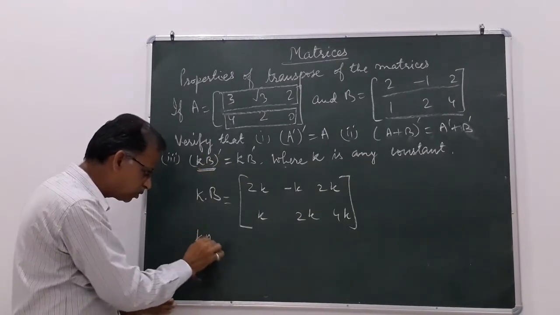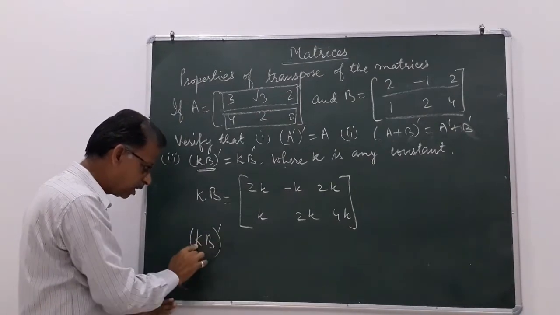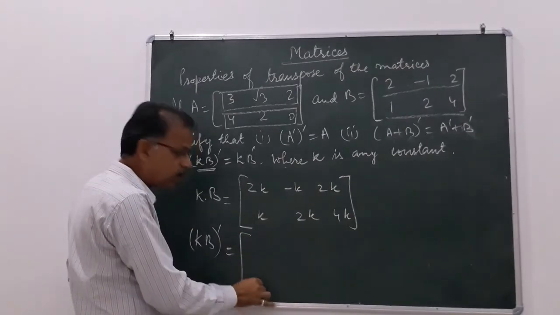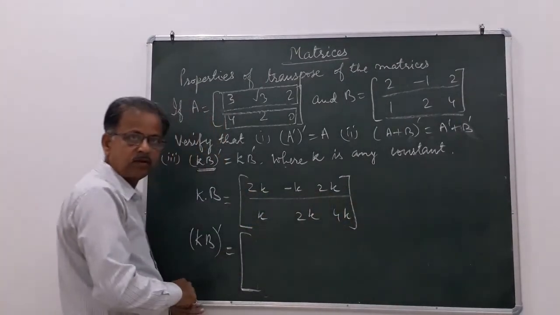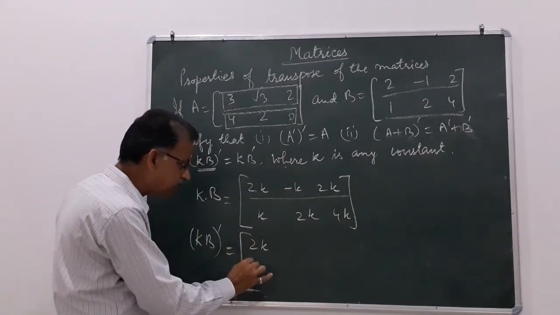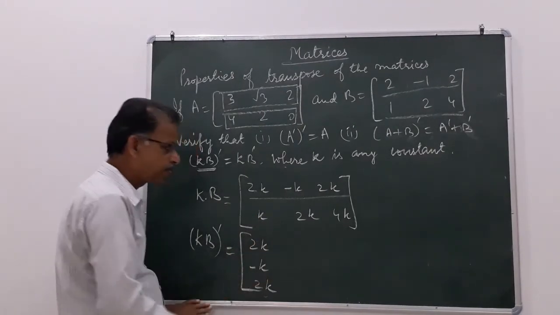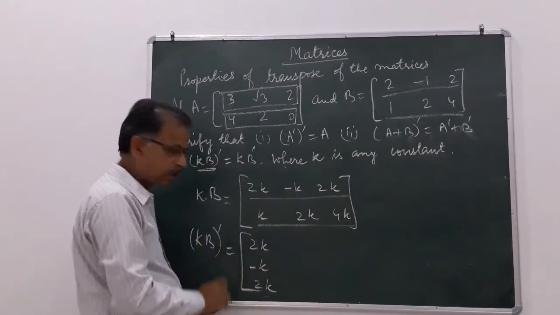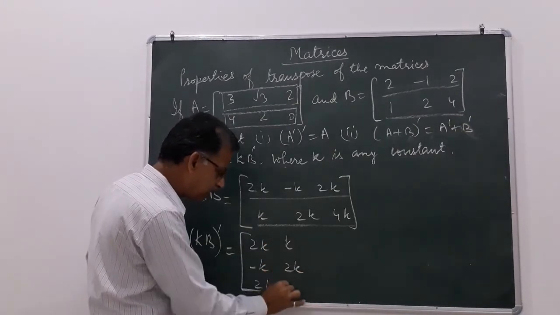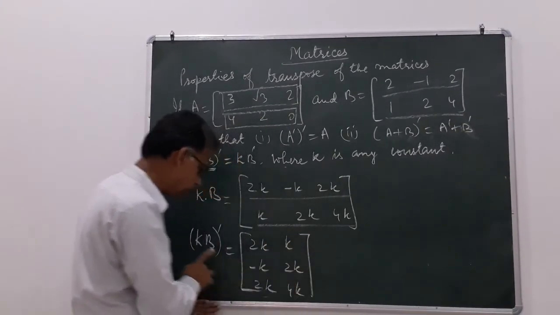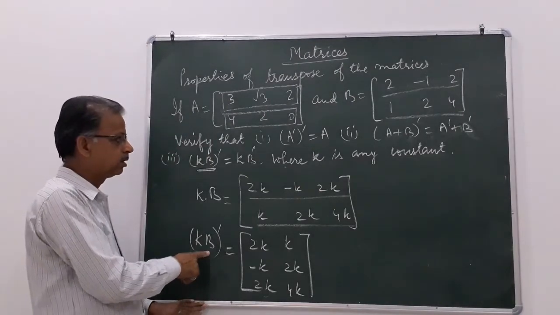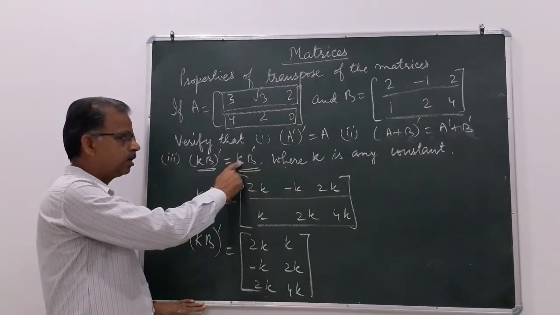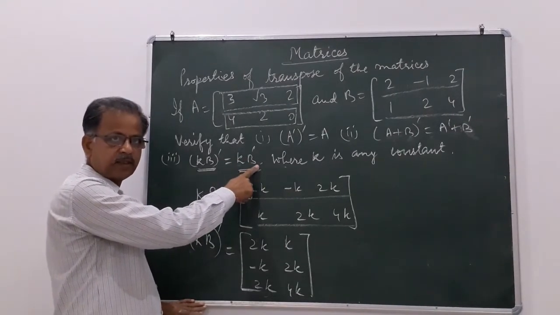Now we have to find its transpose. So transpose of KB is a matrix whose first column will be obtained by taking elements of first row. So its first column is 2K, minus K, 2K. And if we take second row and we convert it in second column, K, 2K, 4K. This will be transpose of KB matrix. And here in right hand side we have to multiply. We show that K into transpose of matrix B is equal to this.